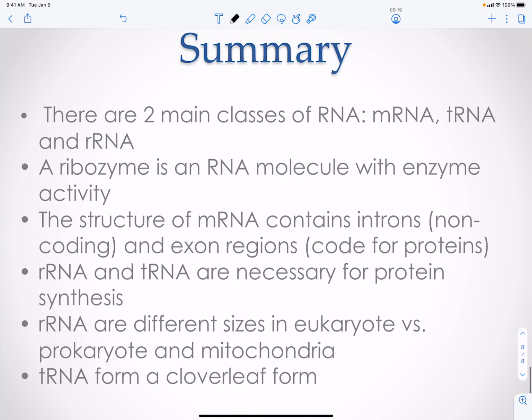So in summary, there are 3 main classes of RNA. As we talked about, messenger RNA brings the code for a gene from the DNA. Transfer RNAs bring the amino acids, and ribosomal RNAs build. Excuse me. A ribosome has an enzyme activity, and it is an RNA. And we just talked about the structure of a messenger RNA, the structure of ribosomal RNA, and transfer RNAs.